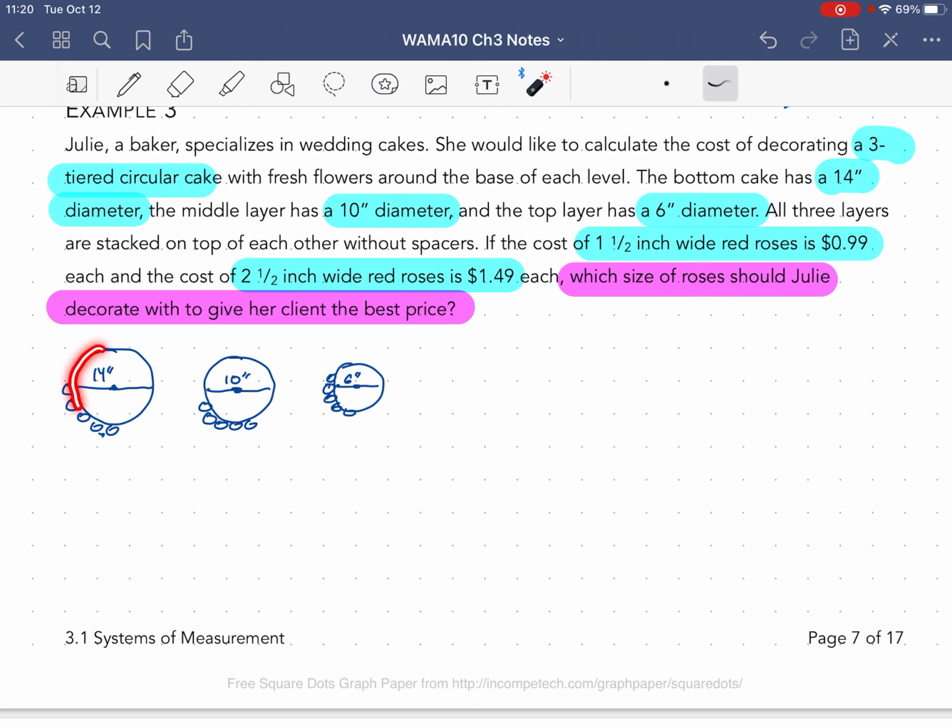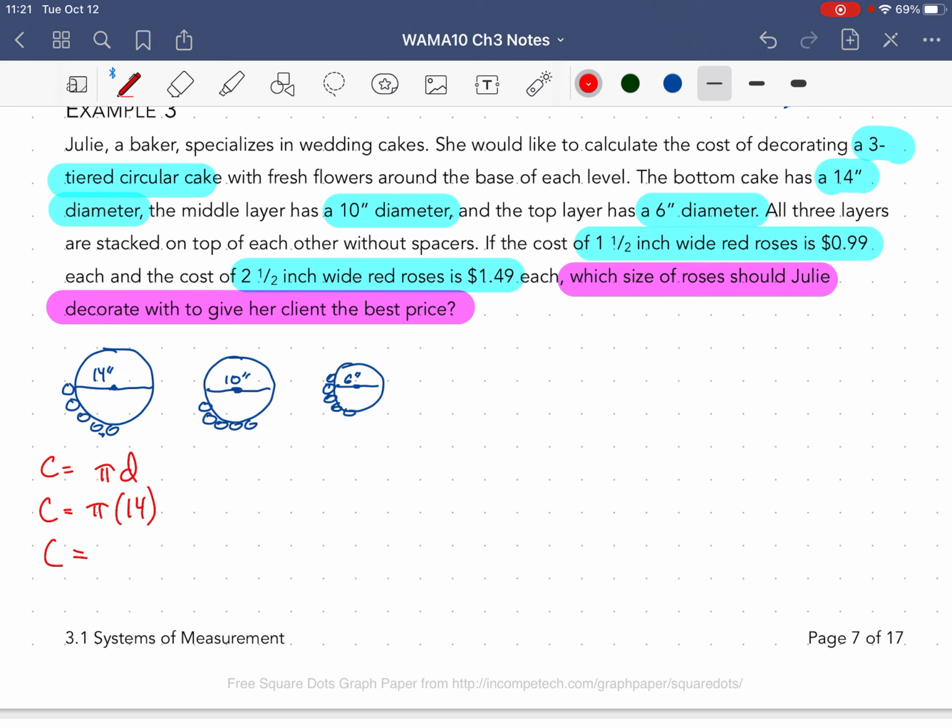So the first thing we're going to need to figure out is the circumferences of all these circles. So how much distance do the roses have to cover? So for the first one, circumference is equal to pi times the diameter. Write out the formula. Circumference is equal to pi times 14. I need to get myself a calculator. It's over here charging. So use the pi button on your calculator. It's a little more precise.